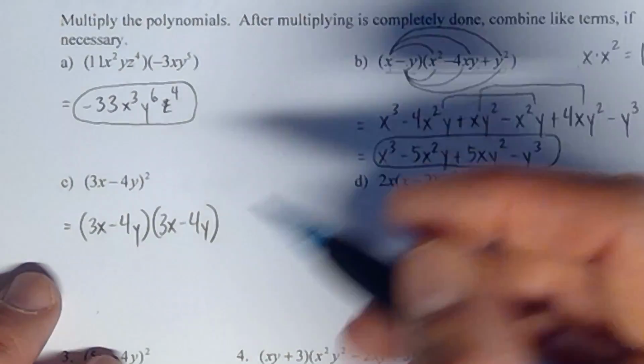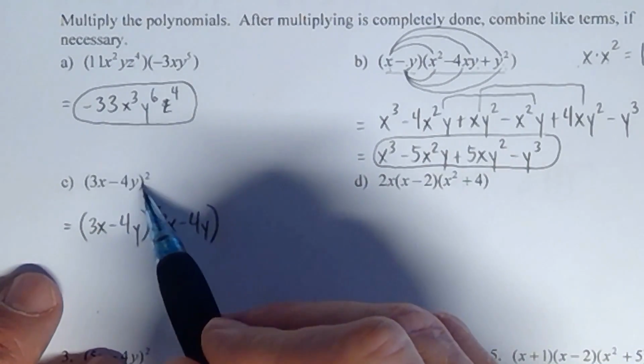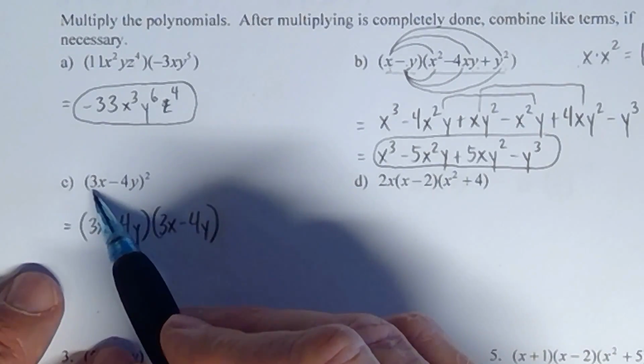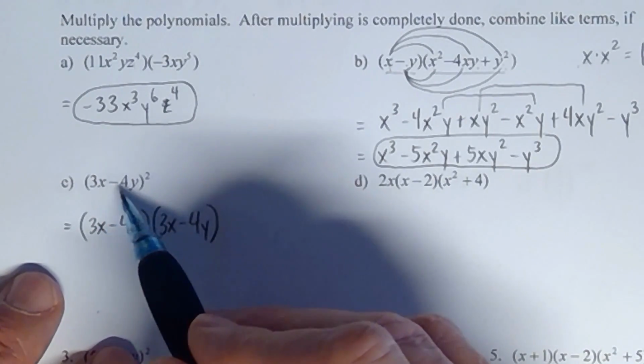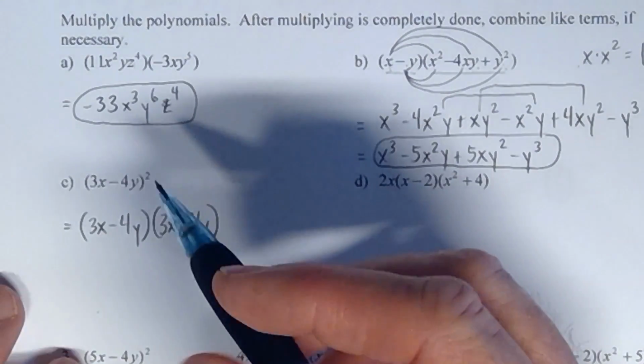Now some of you might be wondering, hey, why don't we just square each part here? You know, 3 squared is 9, x squared is x squared, -4 squared is 16, y squared is y squared, and then we'll be done.